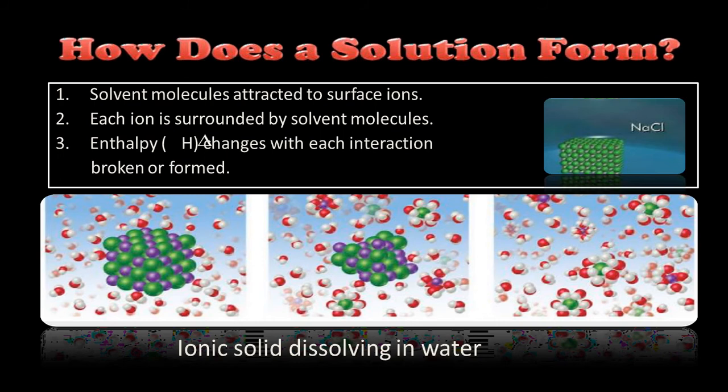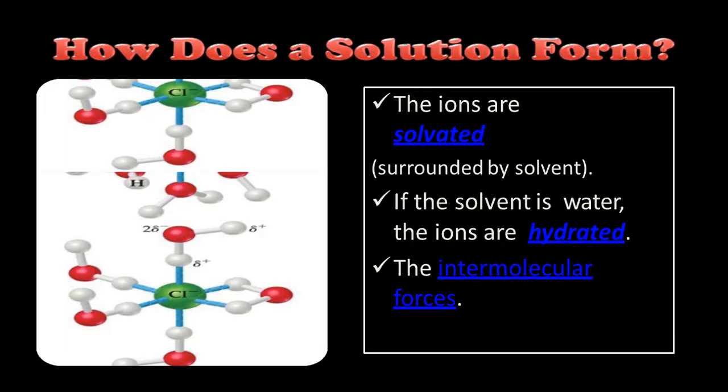How does a solution form? The solvent molecules attach to the surface ions, each ion surrounded by solvent molecules. So there will be interaction between the molecules of solute. Take an ionic solid dissolving in water. The ions are solvated, or surrounded by solvent from each side. If the solvent is water, the ions are hydrated. Solvated means dissolved, or hydrated in the case of water, so the intermolecular forces will be weak and the particles of solute will be dissolved in the solvent.